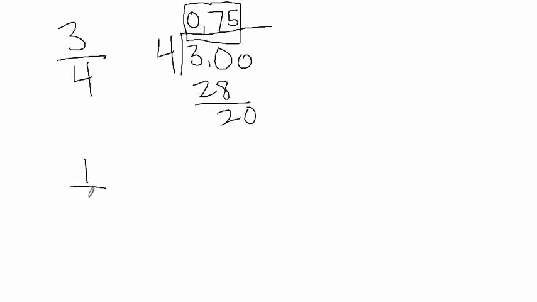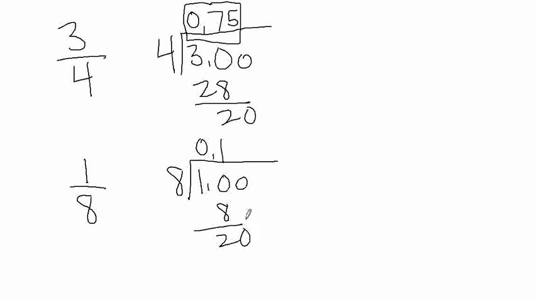Okay, another example, 1 over 8. So divide 8 into 1. Always the denominator into the numerator. Okay, and so that will give 0.125.